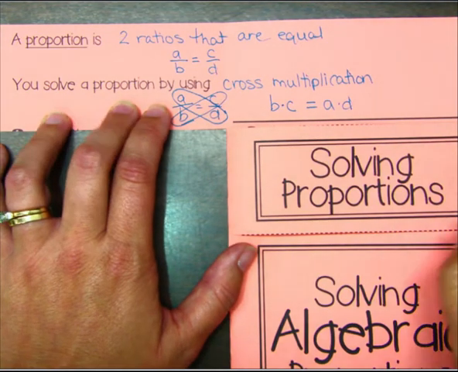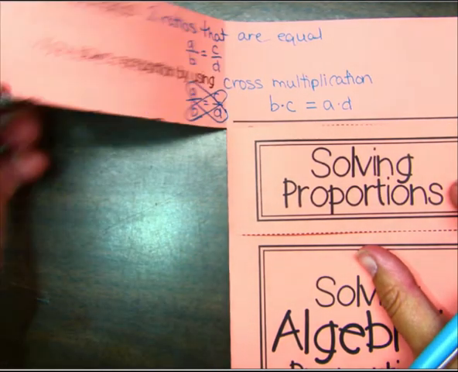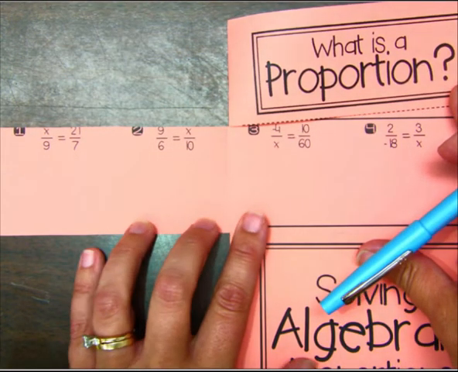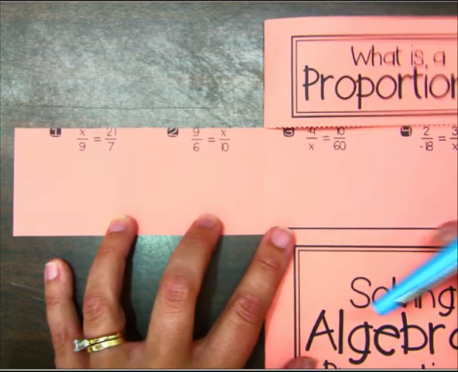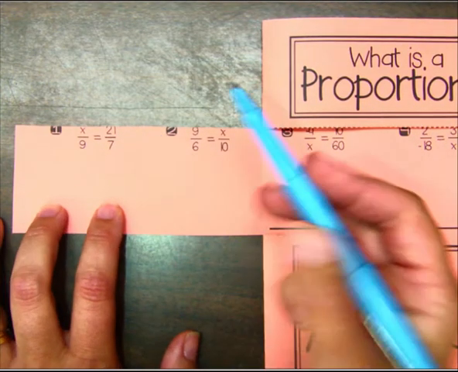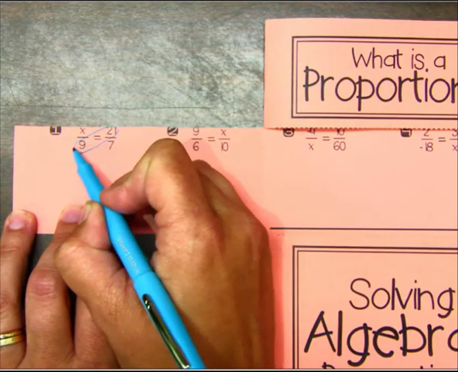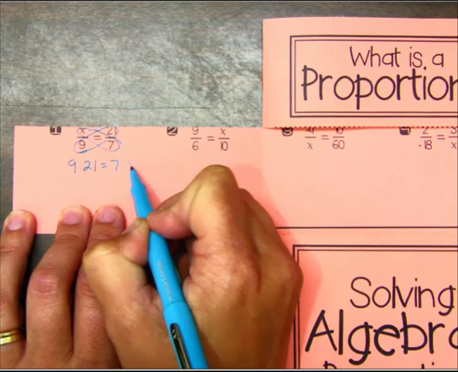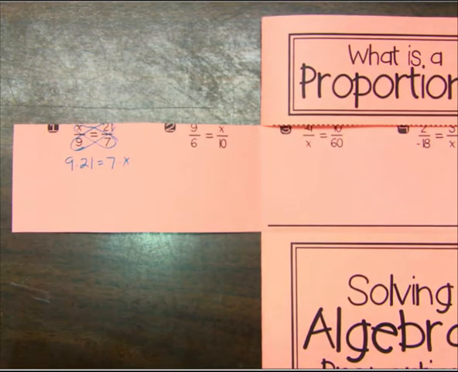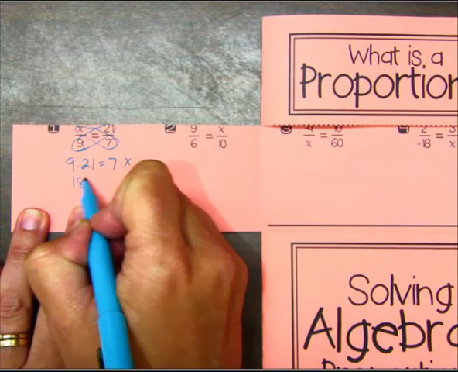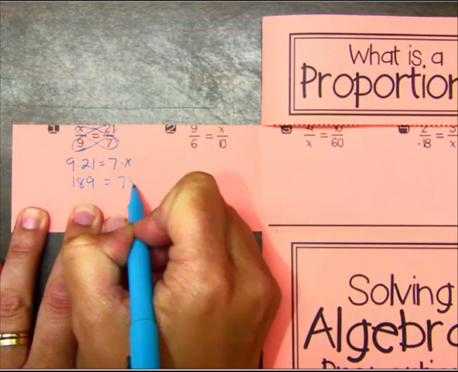All right, so the next thing we're going to take a look at is actually solving proportions. We're going to practice a little bit. So here we have a couple of proportions, and with this first one we want to solve for x. So we have x over 9 equals 21 over 7. So we're going to cross multiply so that we get 9 times 21 equals 7 times x. And then what we want to do is just go ahead and multiply. We want to multiply the 9 times the 21, which gives us 189. And then that's going to be equal to 7x.